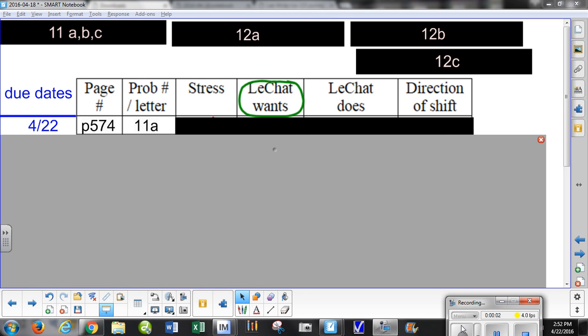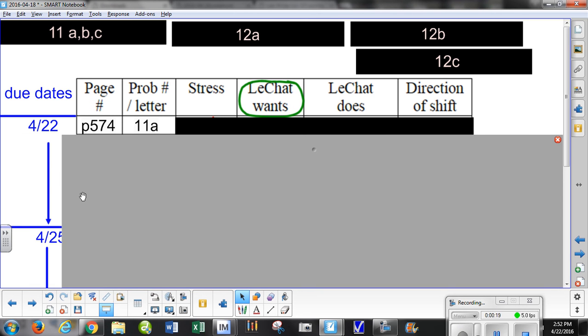This is our introduction to how to use this sheet to solve problems that have to do with Le Chatelier shifts. And we're going to figure out how that works by using this little guy. But first of all, I want you to see how you can use it for multiple days.